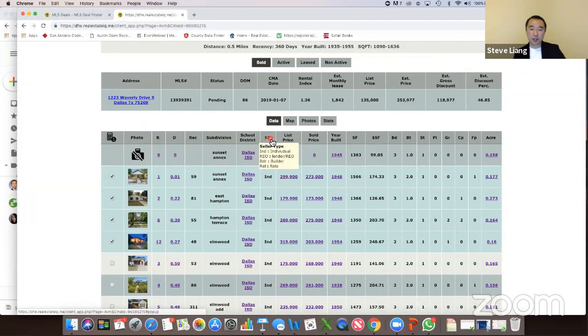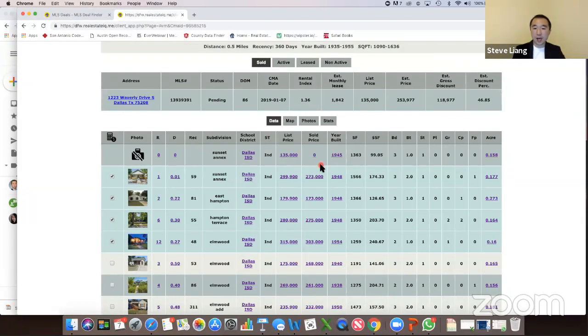And here you have seller type. So individual is just an individual homeowner, whether it's an REO or a lender. An REO is a bank-owned property. Then we know it's a very distressed property, and we probably don't want to pick it as a comp, because here we're looking to find the ARV, after repair value, and I don't want to use distressed properties to mess up the valuation.